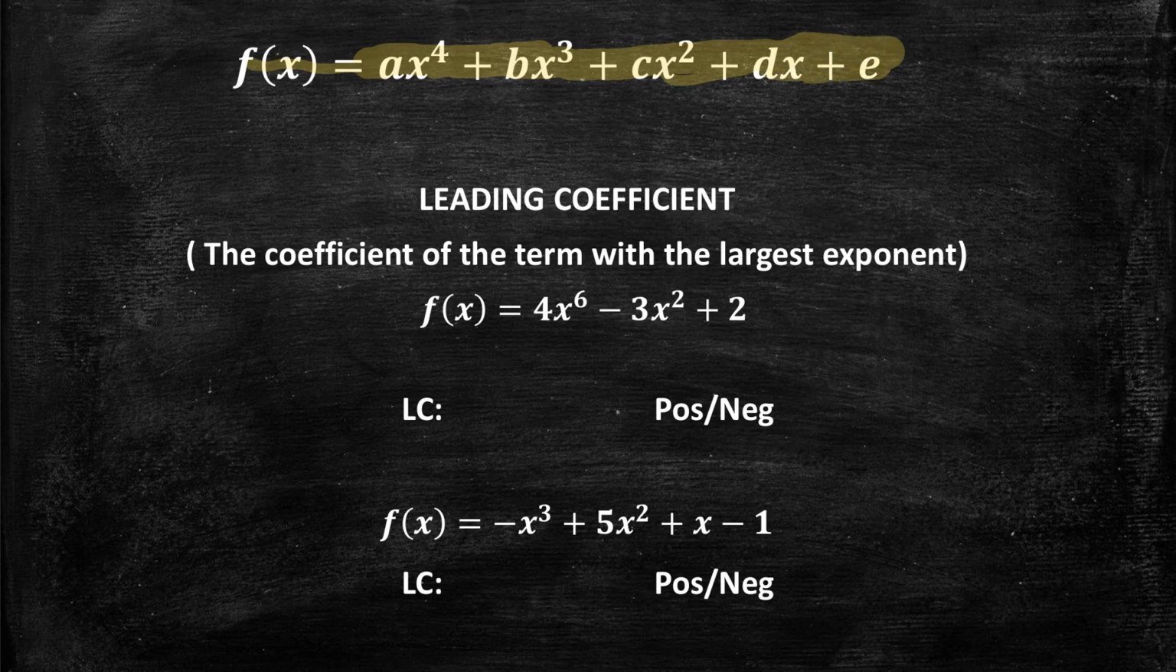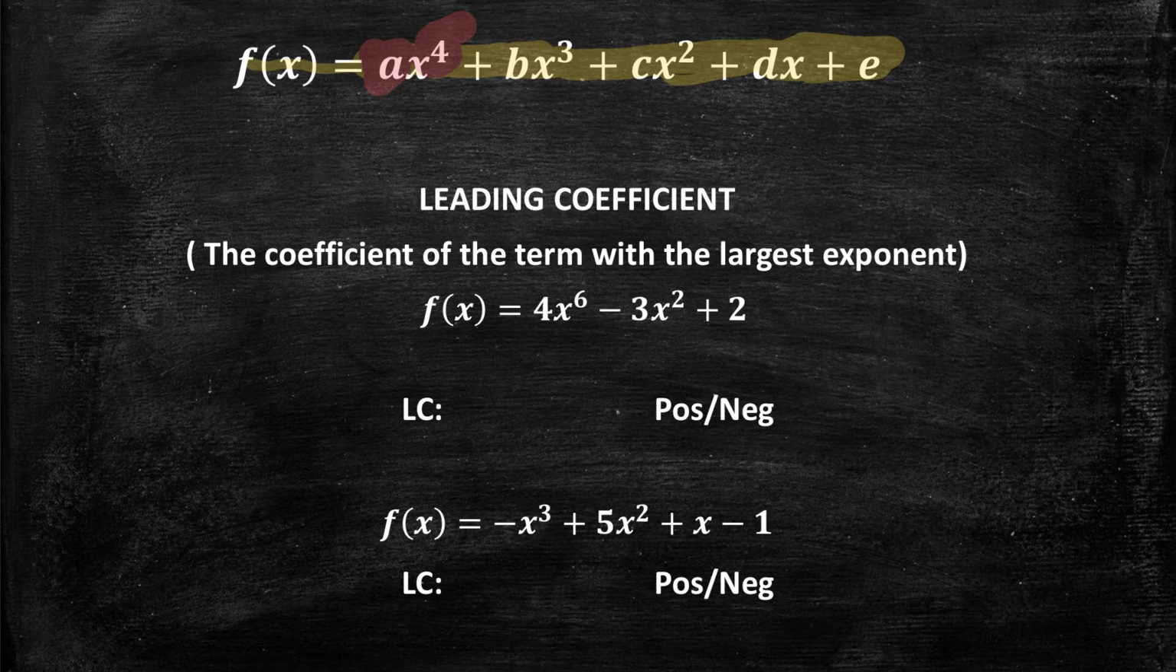Now, when we're talking about the leading coefficient, it is the coefficient of the term with the largest exponent. So in this particular function, my largest exponent is a 4. The leading coefficient would be whatever a is, okay? So let's look at a couple of examples.